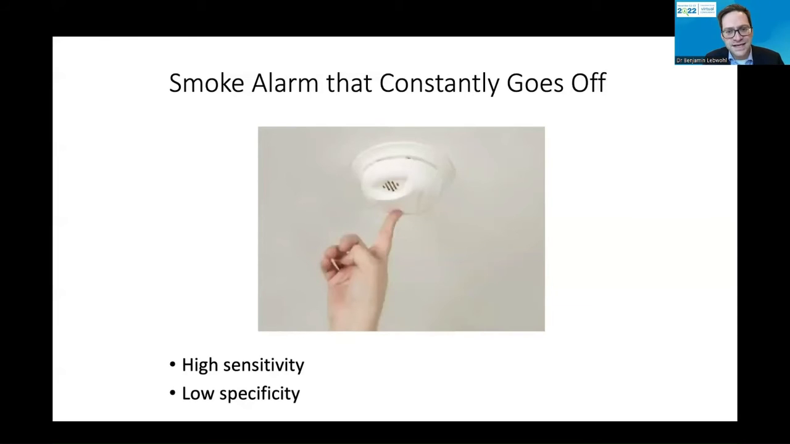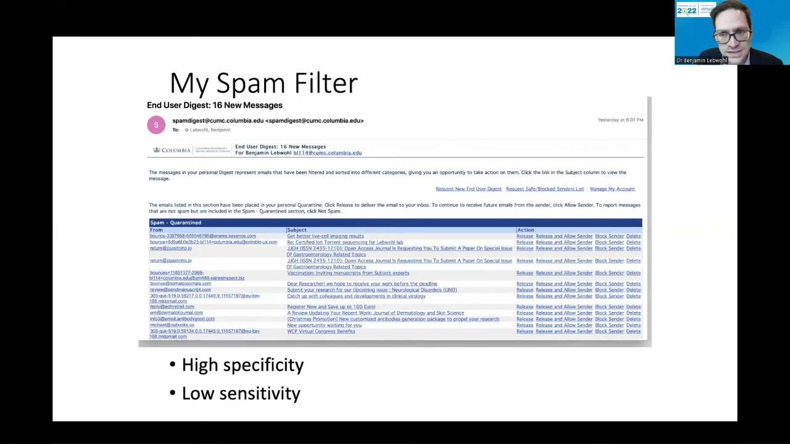And you'll see whenever you think about a test, there's a trade-off that if you increase the one, you decrease the other. So we made this smoke alarm way too sensitive, and it's at a cost of specificity. It's always going off. Well, what about the opposite? Something that's very highly specific, but not sensitive. My spam folder is like that. So when I look at my spam digest, if I ever venture inside that spam folder, it's all spam. It's really specific for spam.